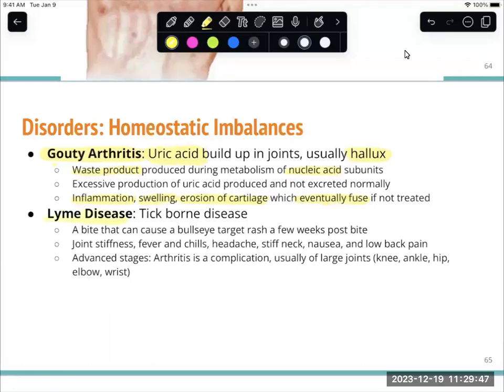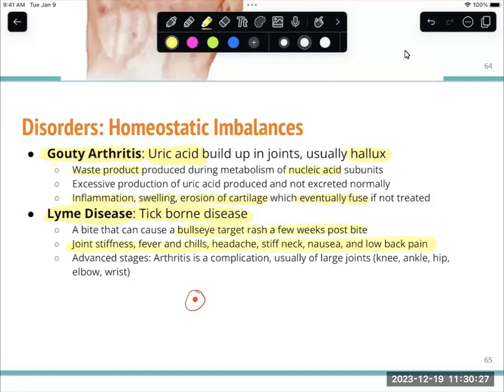Lyme disease. This is a tick-borne disease, usually from deer ticks. And if a tick is carrying Lyme disease, you will have this kind of bullseye rash that develops where that tick had bit. And it's usually seen a couple weeks later. People experience joint stiffness, fever, chills, headache, stiff neck, nausea, low back pain. Lyme disease can be treated with rounds of antibiotics.